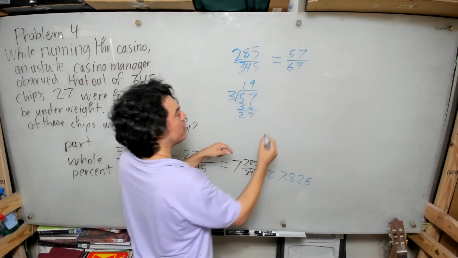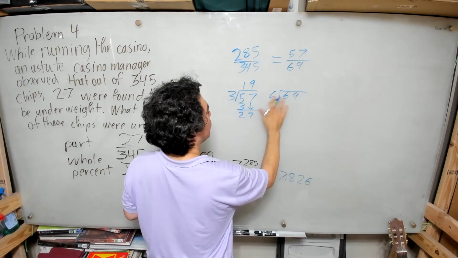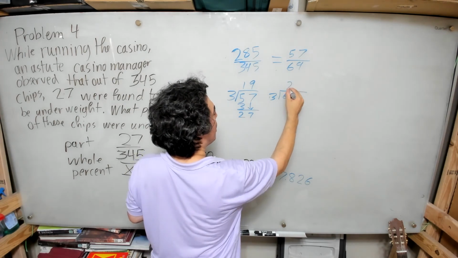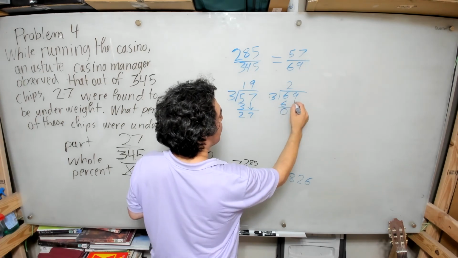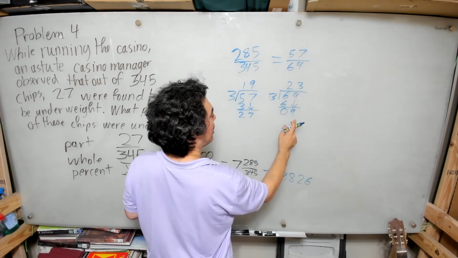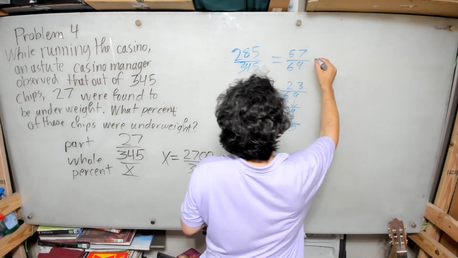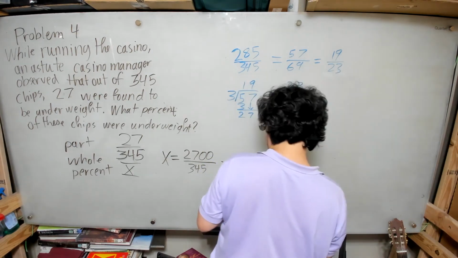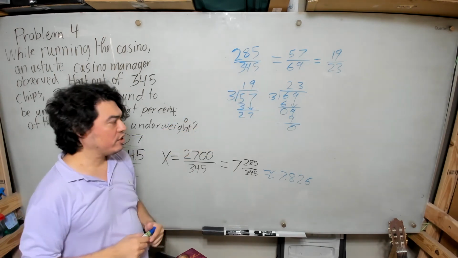Now, what about the 69? 3 goes into 69. 3 goes into 6 twice. 2 times 3 is 6. 6 minus 6 is 0. I bring down my 9. 3 goes into 9 3 times, because 3 times 3 is 9. And therefore, when I subtract that, I get 0. So now I can replace this with 19 over 23. And it turns out that that's the least terms for this fraction.